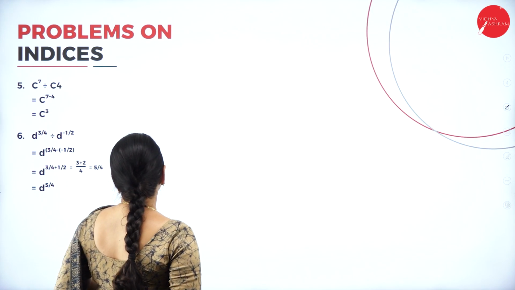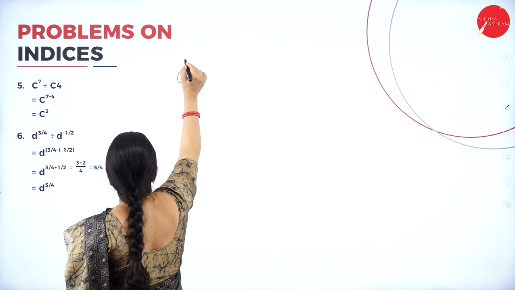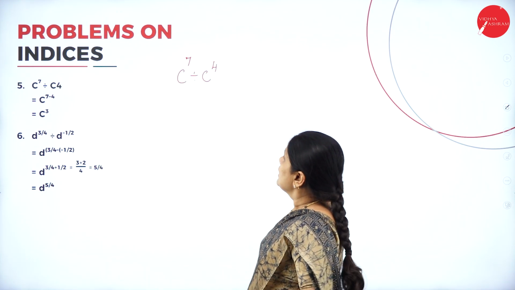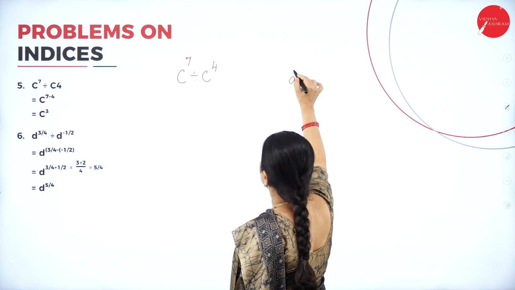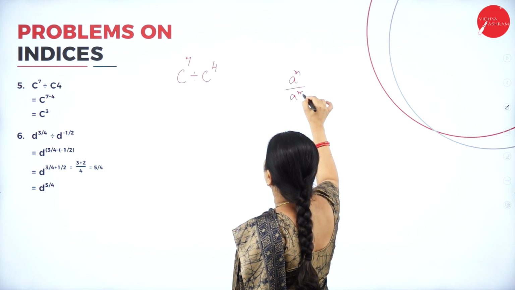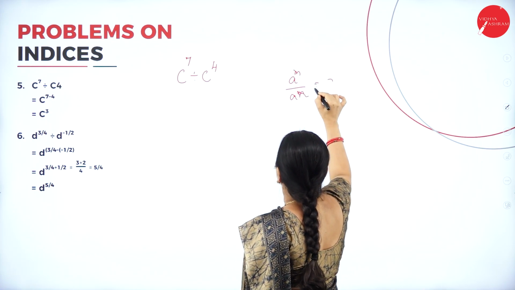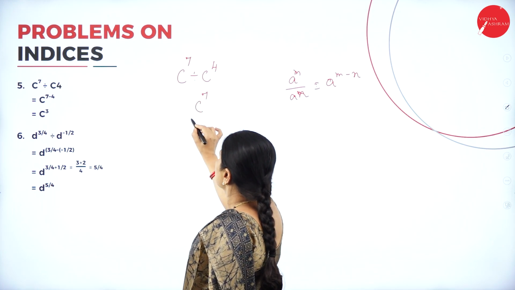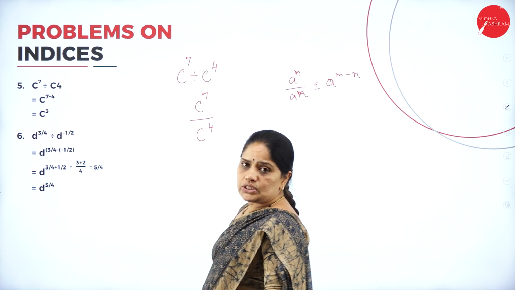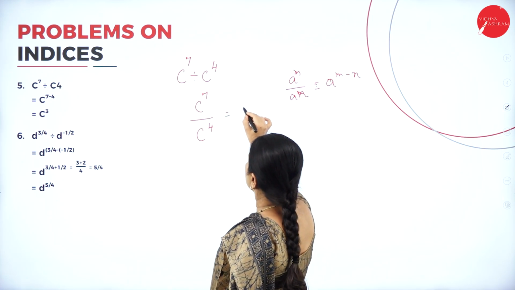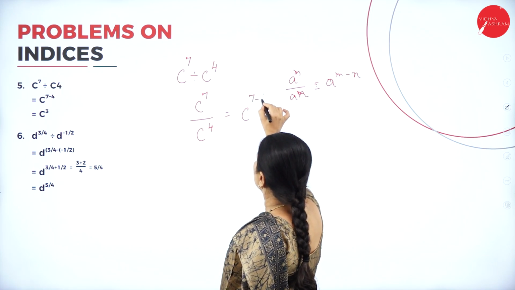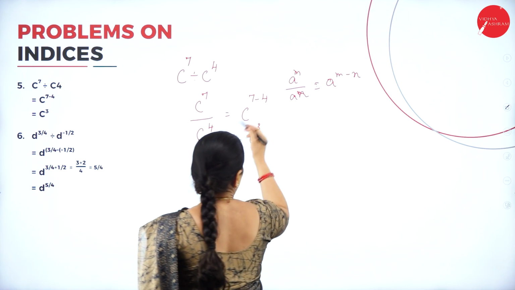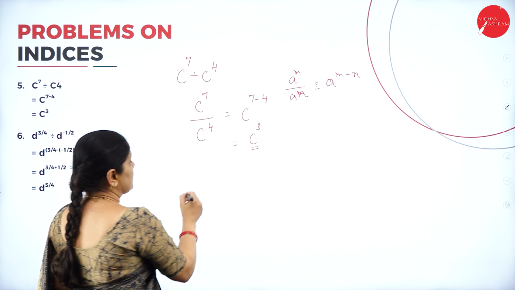Now, the next problem. Again, I have this problem here: c to the power 7 divided by c to the power 4. Now, this is a problem based on the third law: a to the power of m by a to the power of n equals a to the power of m minus n. So, I can write this as c to the power 7 by c to the power 4. So, this will be equal to c to the power of 7 minus 4, that is equal to c to the power 3. Now, if you have not understood this, I will write it as an expression.